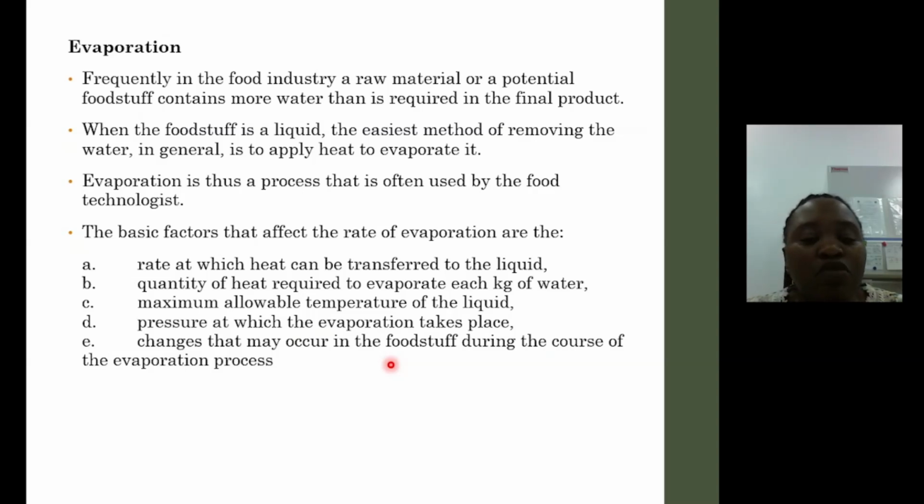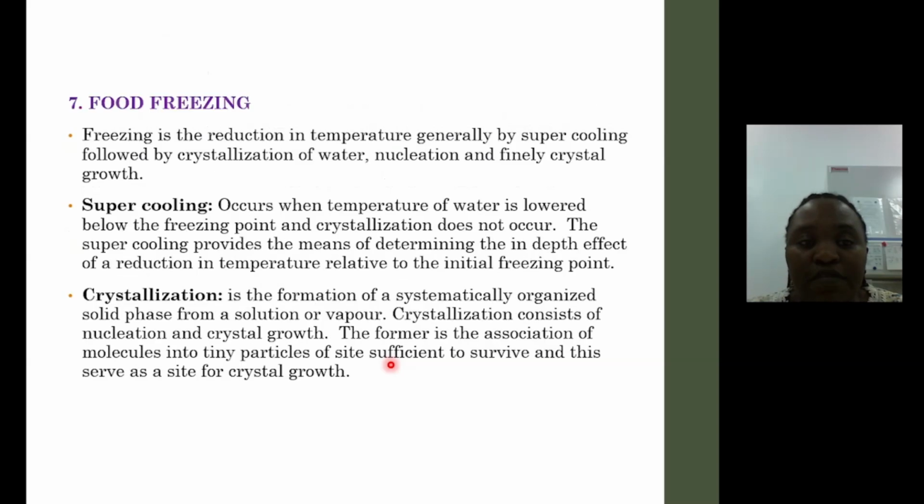And sometimes you don't want to alter the components of the foodstuff. We have another unit operation called food freezing, and it is the reduction in temperature, generally by supercooling, followed by crystallization of water, nucleation, and finally crystal growth. So supercooling occurs when the temperature of water is lowered below the freezing point and crystallization does not occur.